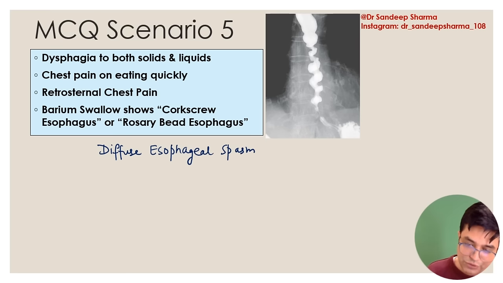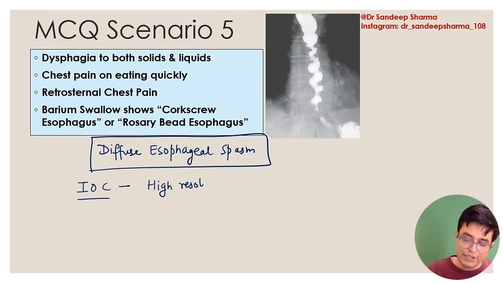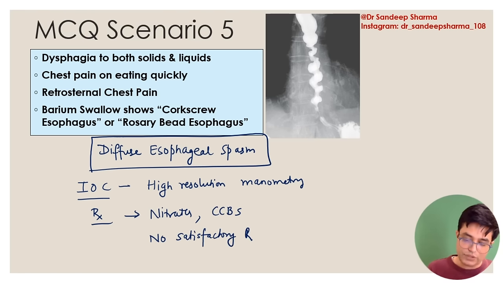Many theories have been given. Diffuse esophageal spasm otherwise is a rare condition. The investigation of choice is the same: high resolution manometry needs to be done. And for treatment, unfortunately, no specific therapy is available. You can try nitrates, you can try calcium channel blockers, but no satisfactory therapy is available in these patients. So that is called diffuse esophageal spasm. This is the likely diagnosis in this patient.